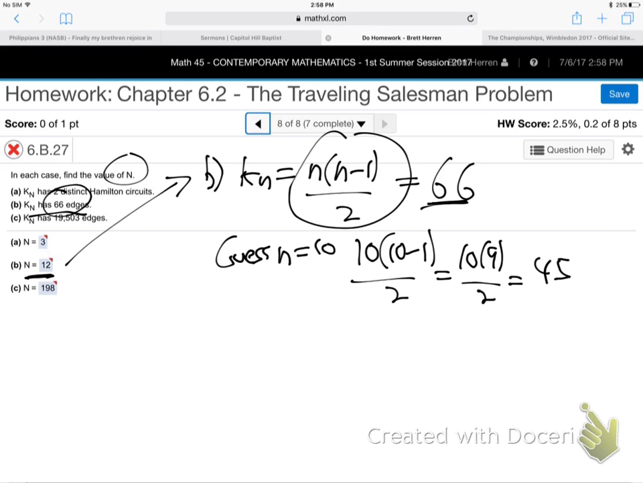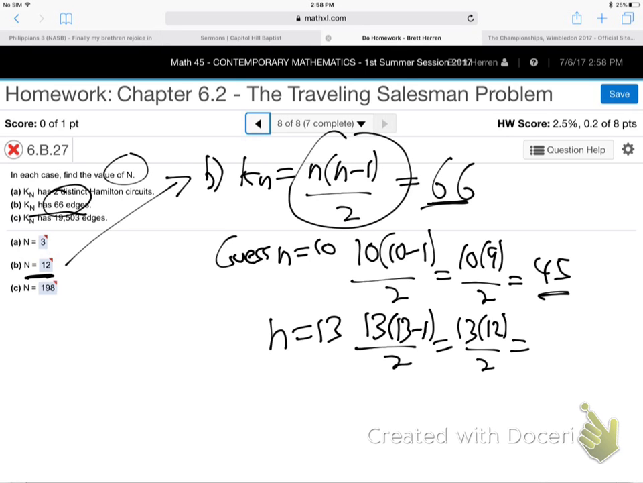I'm just guessing at 10. It came out 45. That's too low. So I go, okay, let's go to 13. 13 times 13 minus 1 over 2. What's that? Well, it's 13 times 12 over 2, which is 78. That's too high. Too much. This other one's too low.